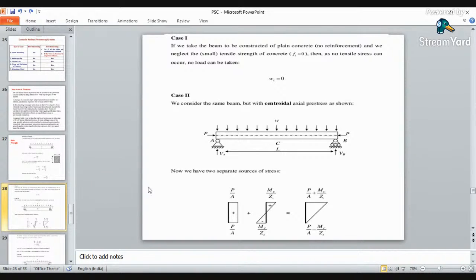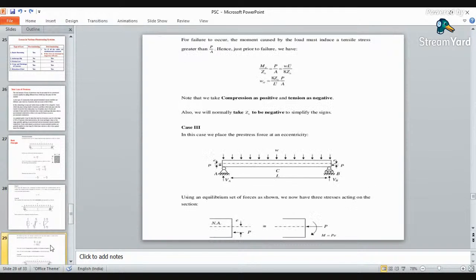Then in case 2, we have to consider the beam with the pre-stress at the centroidal axis. So the stress will be your direct stress P by A plus the stress because of the external load, which is M by Z. First one is because of the direct stress, and second is because of the external load. Here, the tendon is placed centrally. This is your second case.